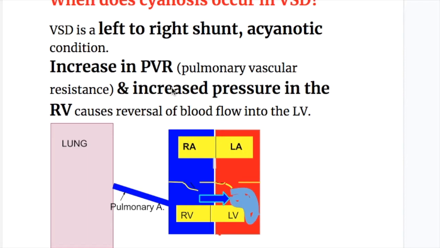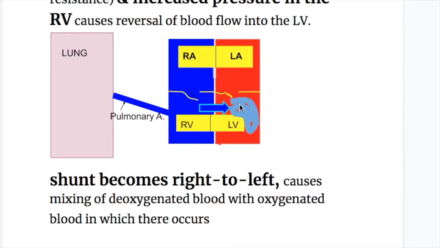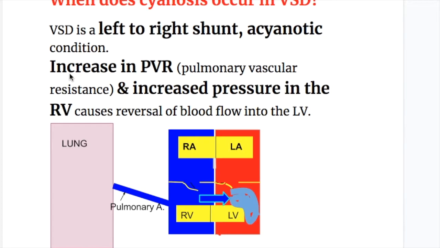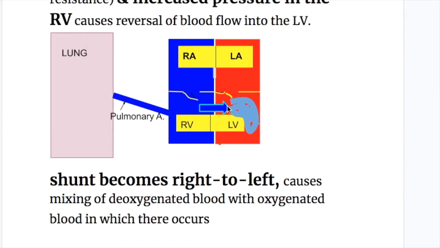So when does cyanosis occur in VSD? VSD is a left to right shunt, acyanotic condition, because oxygenated blood goes to the right side where there is deoxygenated blood. But with time, increase in pulmonary vascular resistance and increased pressure in the right ventricle causes reversal of blood flow into the left ventricle. So the shunt becomes right to left.